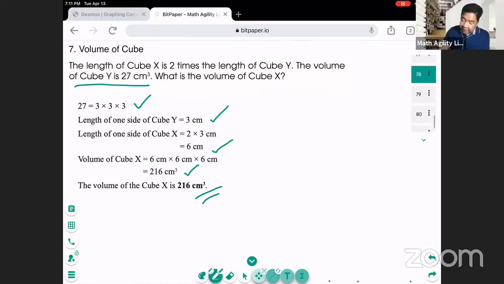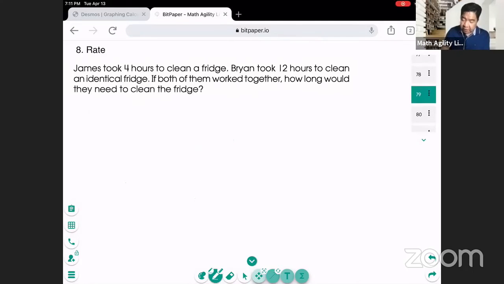And then let's go to question number 8. So question number 8 is about rate. So let's read the problem. James took 4 hours to clean the fridge, and then Brian took 12 hours to clean an identical fridge. If both of them work together, how long would they need to clean the fridge?